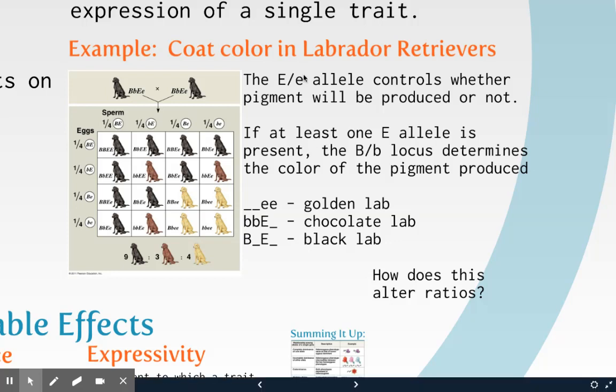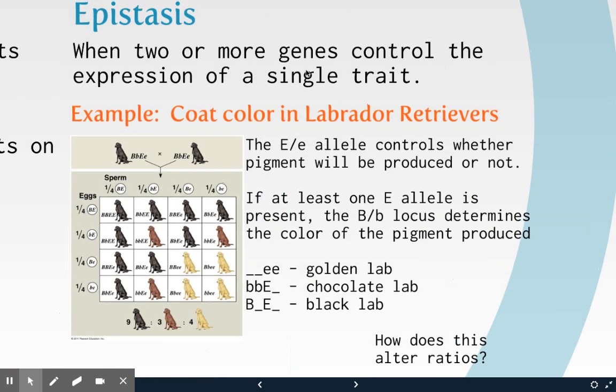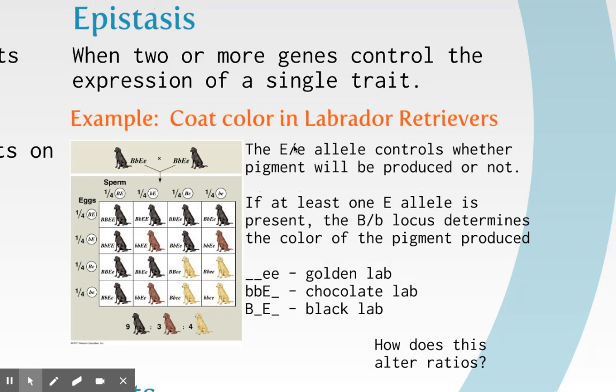So presence of pigment, yes or no? If no, yellow lab. If yes, so if you either have a heterozygous or homozygous dominant, then now we have to look at, so then what color is the fur? And then we look at our B allele. And then chocolate is recessive. So if you have homozygous recessive, you'll have these chocolate labs. If you have homozygous dominant or heterozygous, you'll have the black labs. So now we have two different genes controlling the same trait. So they're not controlling the same aspect of the trait, but they're controlling the same trait.